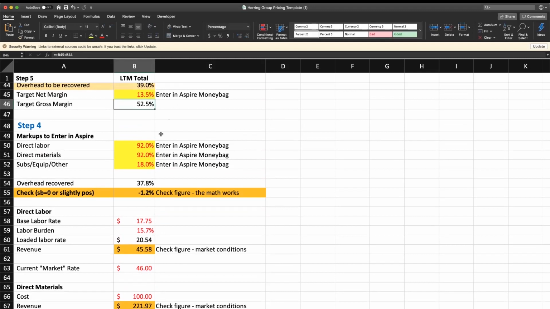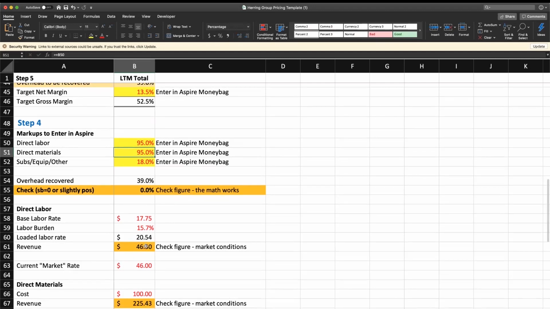See what happens there. All right, so now we see that my math isn't working because this number on line 55 went to a negative. So I need to make a change here. So I'm going to change this to 97. That's a little too high, so I'm going to change it to 96. Still a little high. I'm going to change it to 95. And boom, we're at 0%. So now let's check our rate. We're at 46.30. We think we can do that.